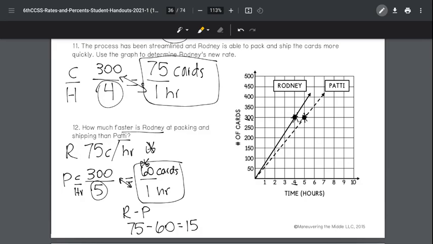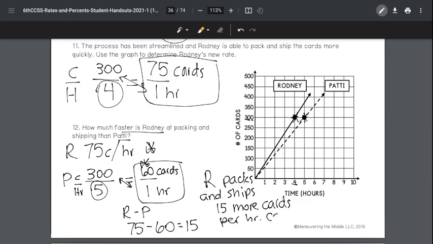So Rodney packs and ships 15 more cards per hour compared to Patty.